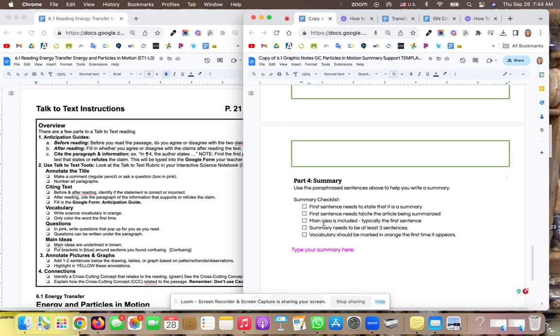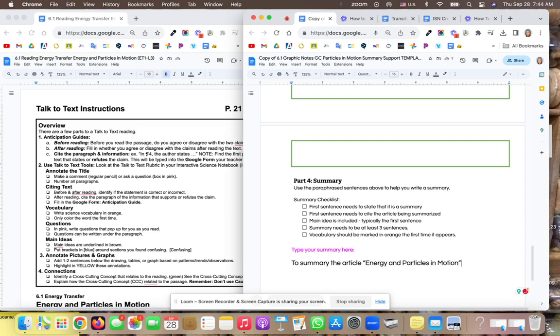So the first sentence needs to state that it is a summary. So I'm going to say something like, to summarize. I'm going to make this larger so you can see it. Okay. To summarize the article, and I need to state what the article is: energy and particles. See, I got to spell it right. In motion. And I want to say where I found this.